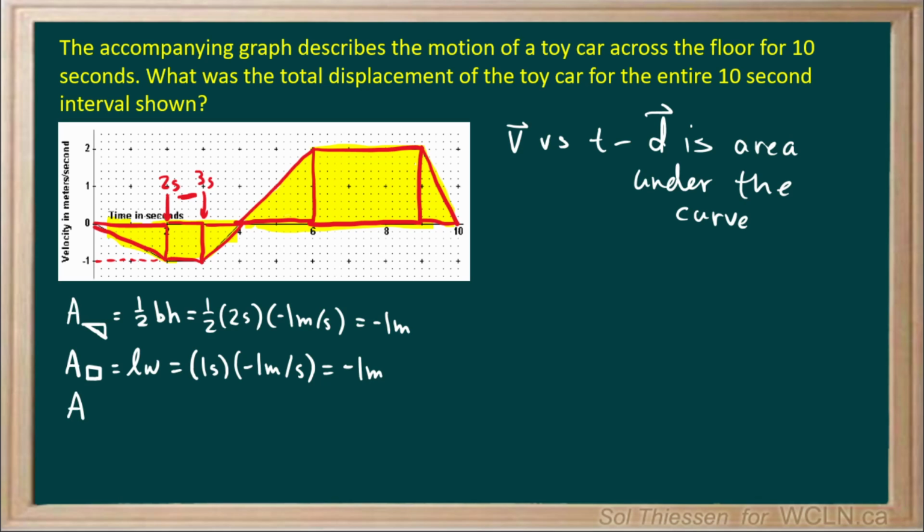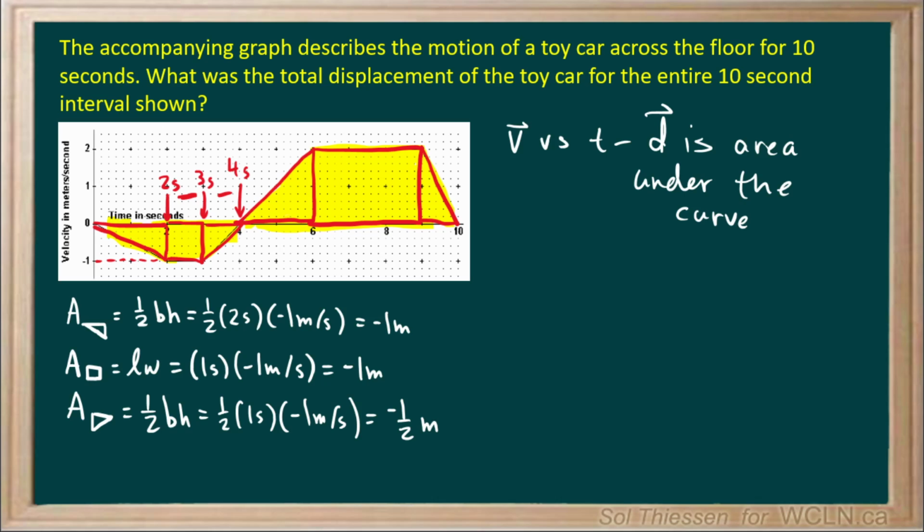Next we'll do the area of this other triangular segment. So it looks a little bit more like that. We'll do 1/2 base times height, where the base is the difference between 3 seconds and 4 seconds. So again, it'll just be 1 second. So I'll have 1/2 times 1 second times the height, which is again -1 meter per second. So this will be a displacement of -1/2 of a meter.